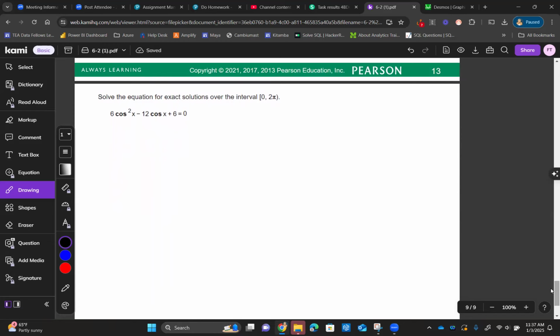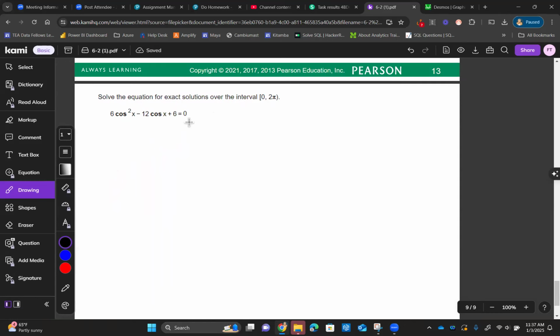This will be my final example to finish this video. And I got this example from the homework. We're going to solve this equation for exact solutions over the interval of 0 to 2 pi. And the question is 6 cosine squared x minus 12 cosine x plus 6 is equal to 0.